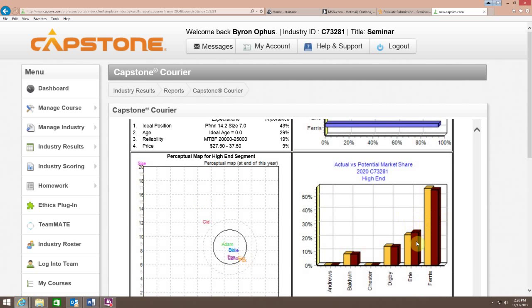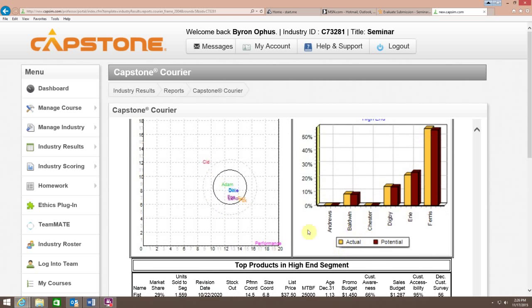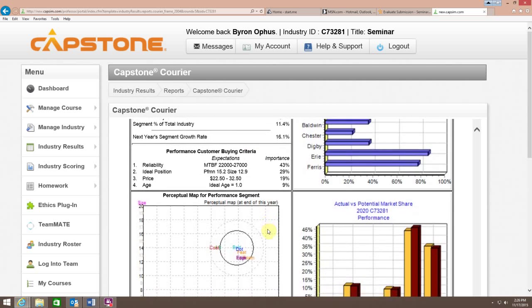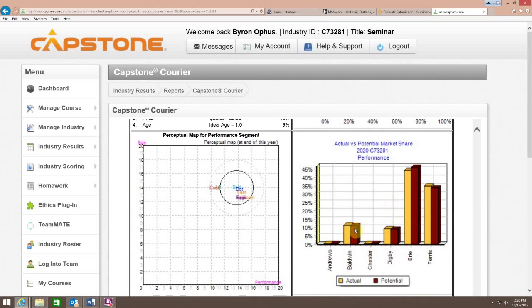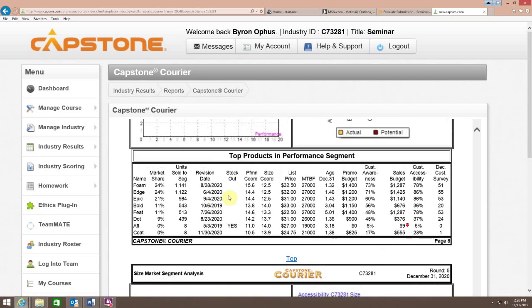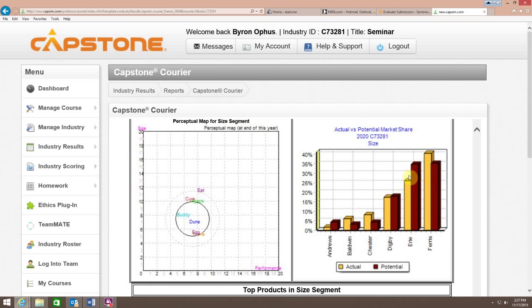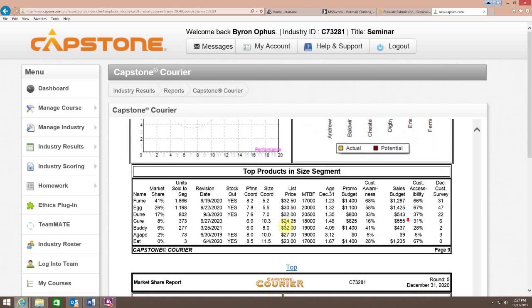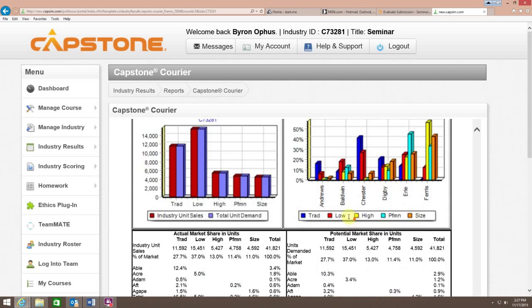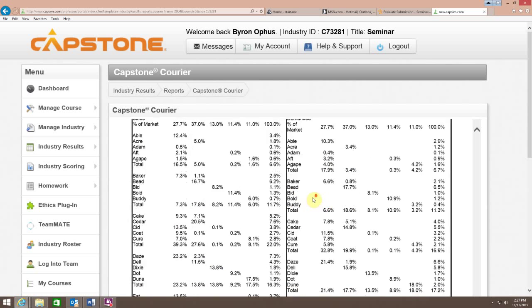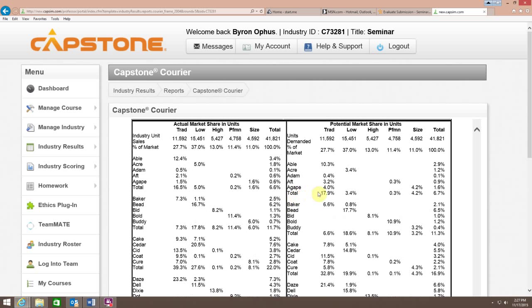Ferris dominating the high end, with Erie, though, getting a decent amount. Chester and Andrews kind of abandoning the high end. Digby picking up some scraps. Kind of the same thing here in the performance, although Erie's dominating that. And then in the size, Erie had the same potential, but Ferris took advantage again. Erie left some money on the table. In spite of doing pretty well, Erie probably would have dominated, except they left a bunch of money on the table in some of those categories.